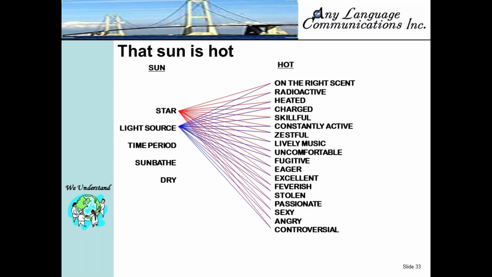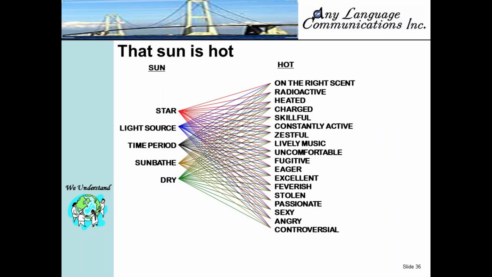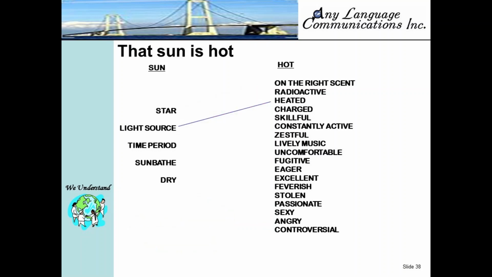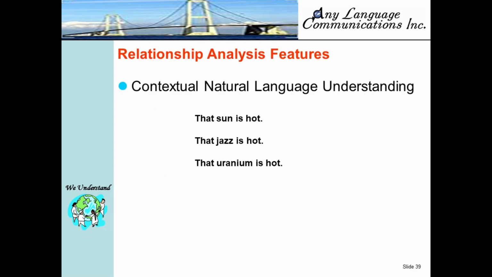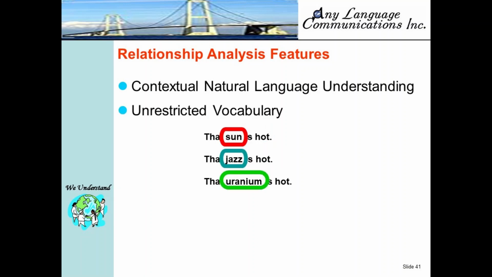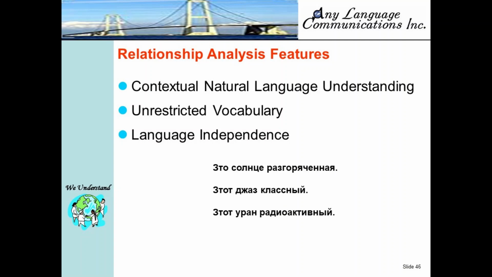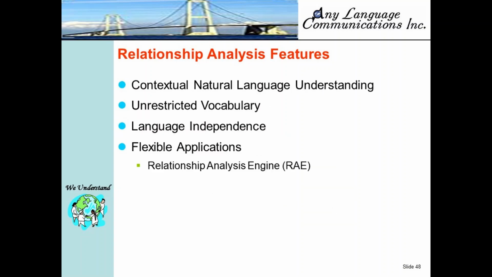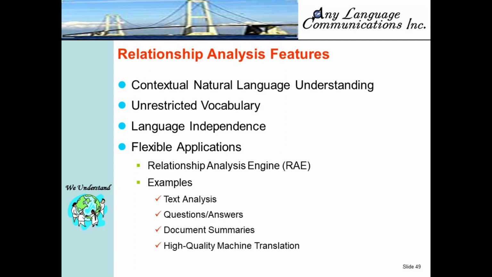So we have 5 possible meanings for sun, linked to 18 possible meanings for hot, which comes to 90 possible sentences, only one of which is the right one. Analyzing with relationship analysis, the best meaning of sun is matched with the best meaning for hot. Take these 3 sentences. Using relationship analysis, you understand the natural language in context, with an unrestricted vocabulary, no matter what the language. And there are various applications using this relationship analysis engine, including text analysis, questions and answers, document summaries, and high-quality machine translation.